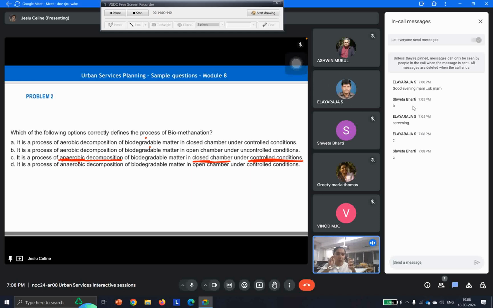So it has to be a closed chamber. Otherwise from the atmosphere, there can be interaction with the atmospheric gases and the whole process can get disturbed. And then comes control conditions, because we need to control the temperature, the pressure, everything inside this chamber. So we are doing this under controlled conditions, and not under uncontrolled conditions. So yes, C is the correct answer.